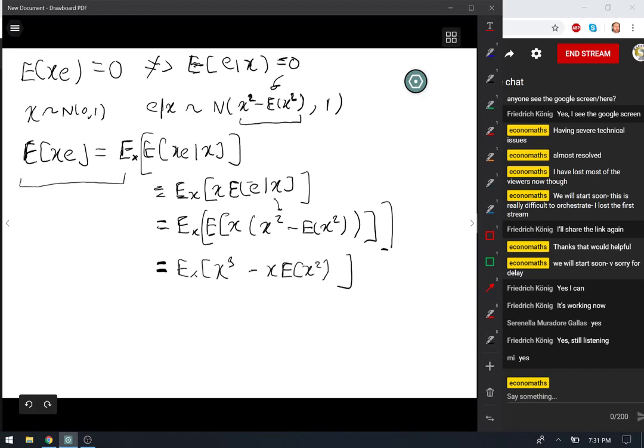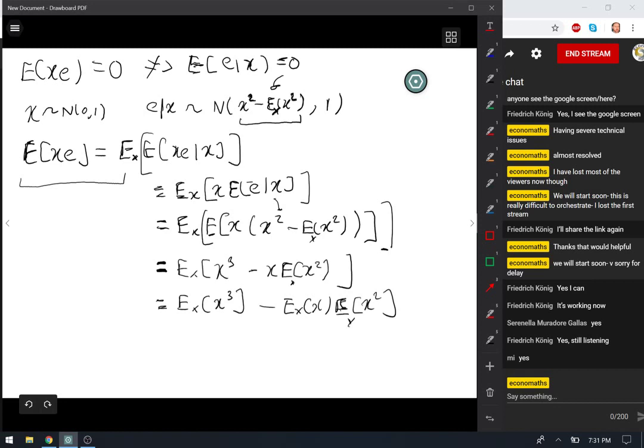Again, we've got the average of two terms. This is just the average of x cubed minus the average of x times the average. Again, we should probably put a little e subscript. We often drop this, but for clarity, we put a little subscript to make clear which distribution we're taking averages with respect to. Sometimes it can make it clearer when you're working with the law of iterated expectations, times E of x squared.